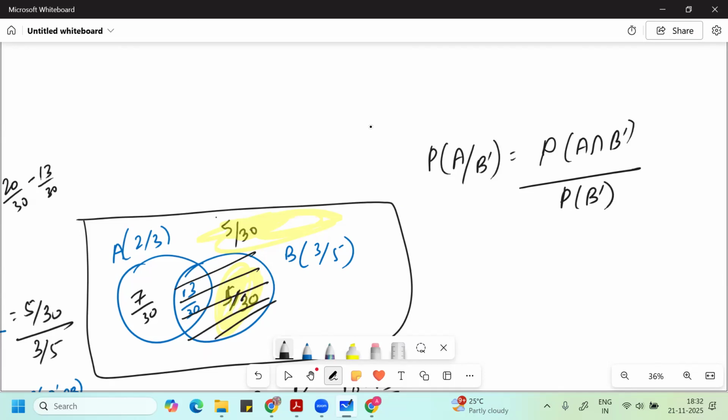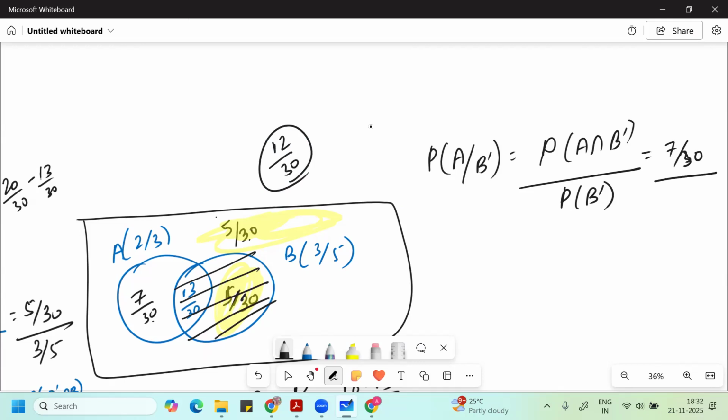That is B dash: 7 by 30 plus 5 by 30. That is 12 by 30. That is the area which is not the part of B. Which area is common between B dash and A? That is 7 by 30. This area, 7 by 30.